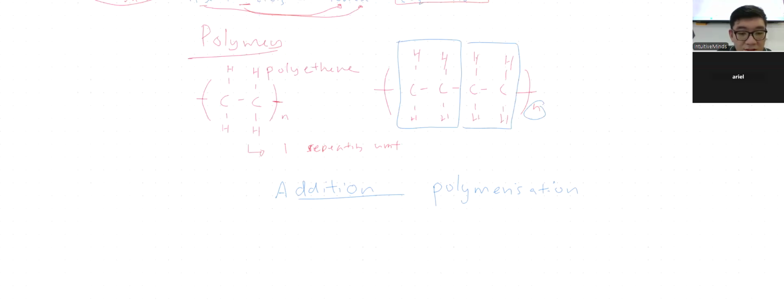The other type of polymerization is called condensation polymerization, which I believe is not in your syllabus, not for combined science. For pure science, yes. But this one, I expect you to draw this out. A common question will be drawing this out.